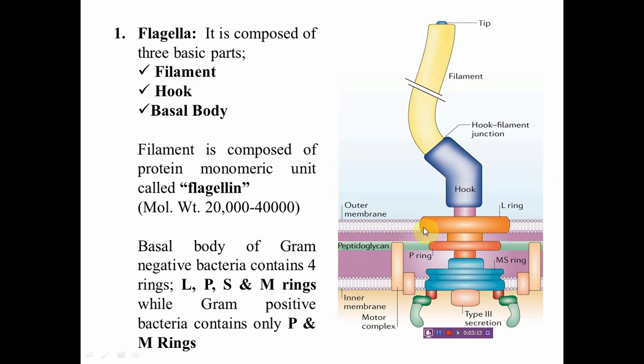As you can see here, in case of gram-negative cells, we have the outer lipopolysaccharide layer, we have the peptidoglycan layer, we have the gap between the cell wall and cell membrane, which is the periplasmic gap or space, and we have the cell membrane or plasma membrane. The basal body of gram-negative bacteria contains four rings. L represents the outermost lipopolysaccharide layer. P represents the peptidoglycan layer, which is the backbone of the bacterial cell wall. S represents the space or gap between the cell wall and cell membrane, and M represents membrane, that is the phospholipid bilayer membrane. In case of gram-positive cells, only two layers are visible, that is the peptidoglycan layer and the membrane layer.